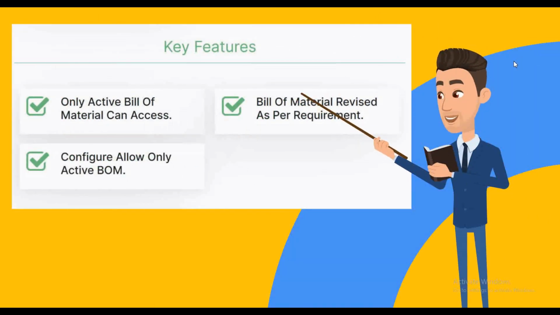For doing that, it has certain key features, like only active bill of material can be accessed by the user. You can configure this allow active bill of material setting, and then you can revise the material as per your requirement. Minor revision or major revision, you can mark it.